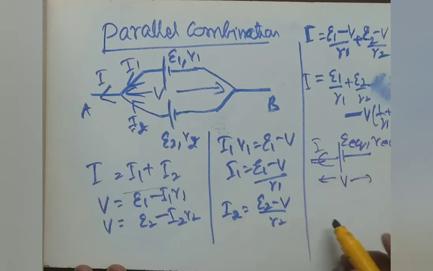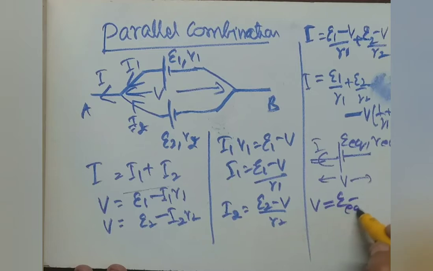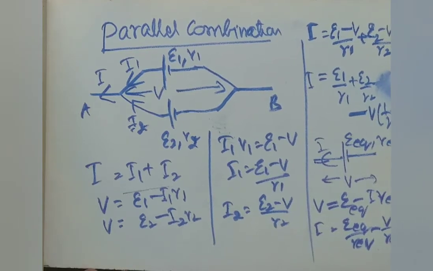same potential difference V. We write V equals E equivalent minus I R equivalent, or I equals E equivalent by R equivalent minus V by R equivalent. Using these two expressions, say this equation for I and this equation for I, we can arrive at the expression for E equivalent and R equivalent. Now we try to arrive at that.